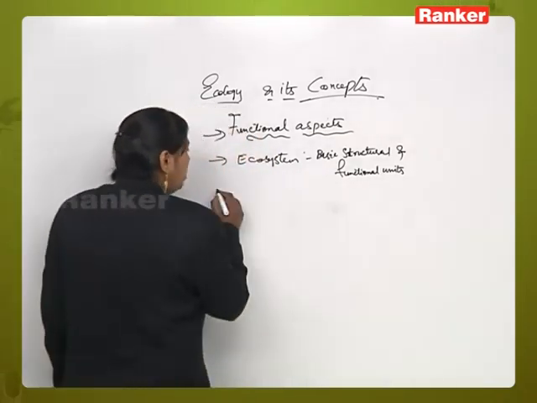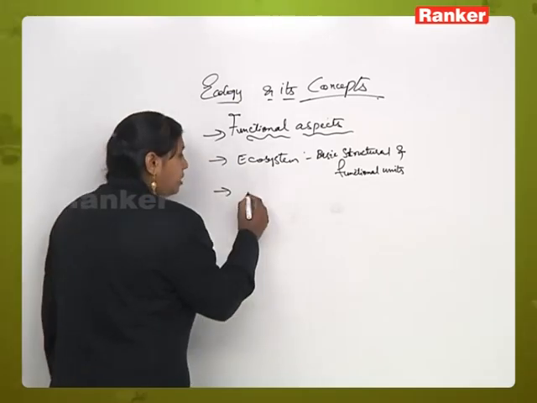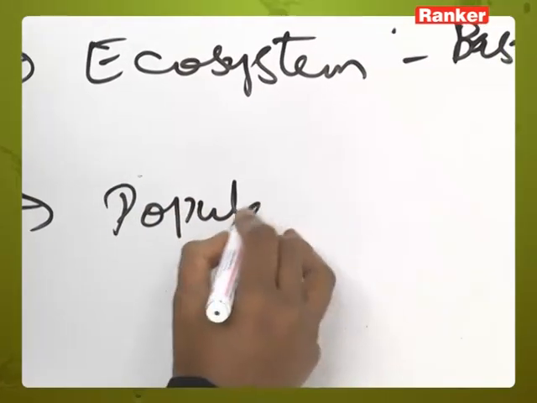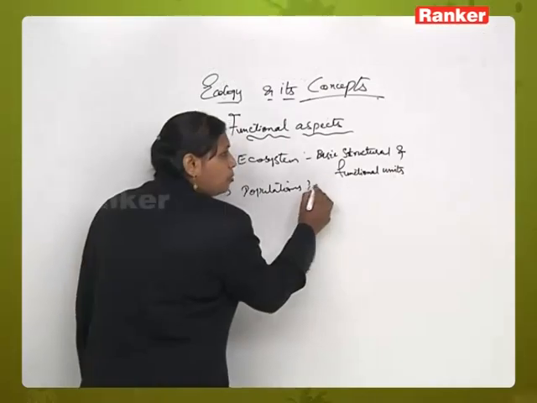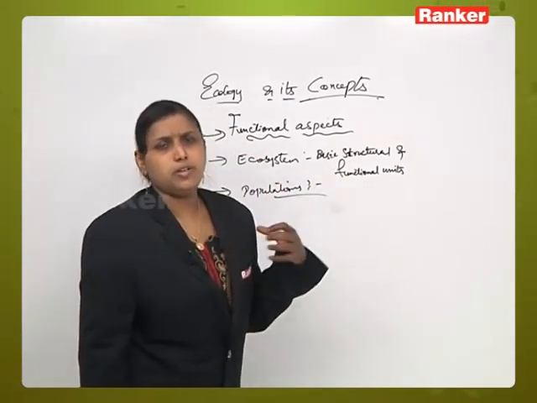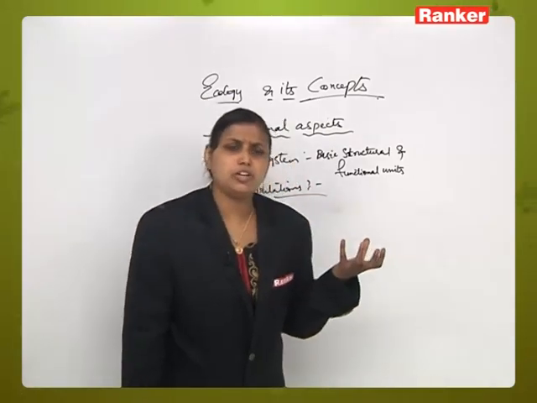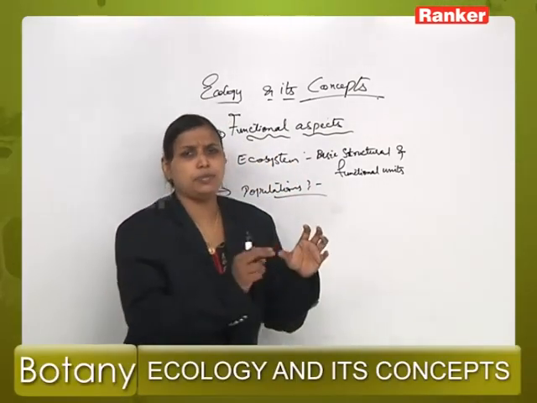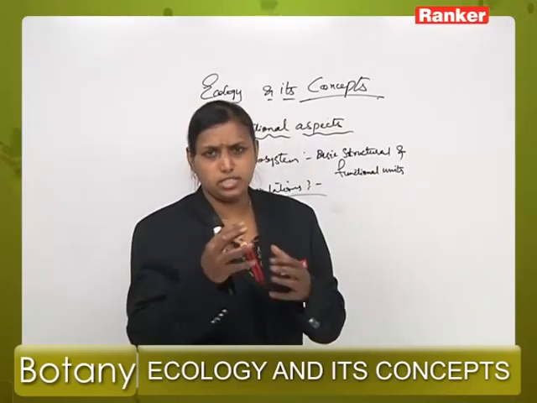Now the next one is that the biological community consists of populations. When we are talking about the functional point of view, we will talk about the biological composition of populations. In populations, what will we have? A population of different species will have different sets of populations.